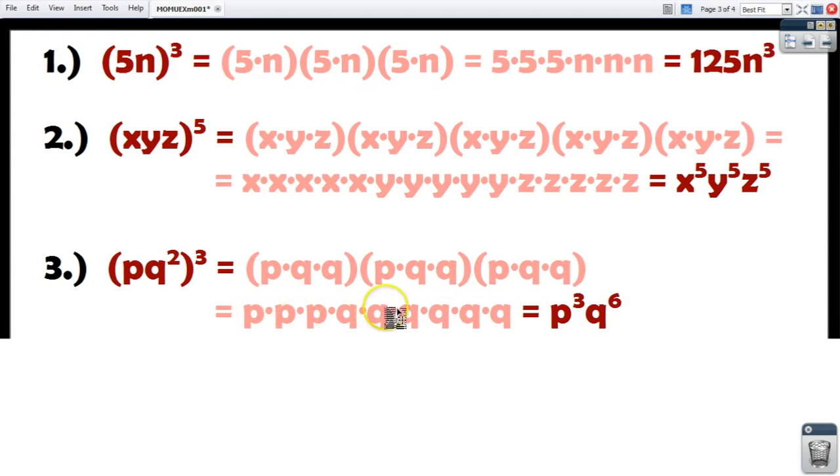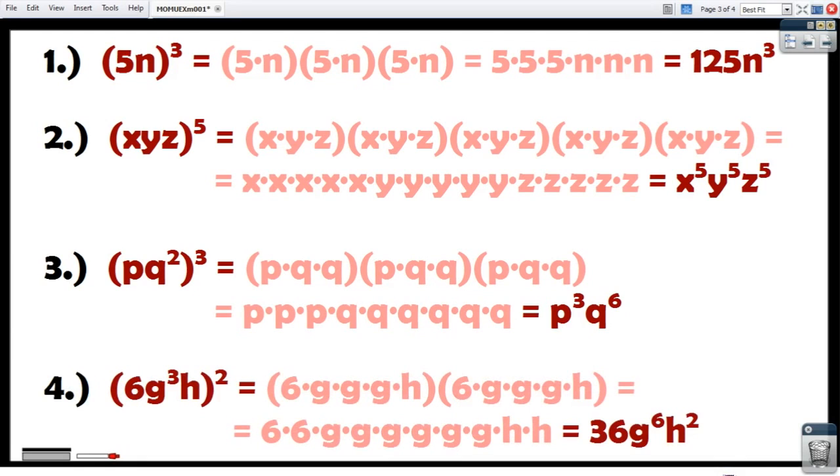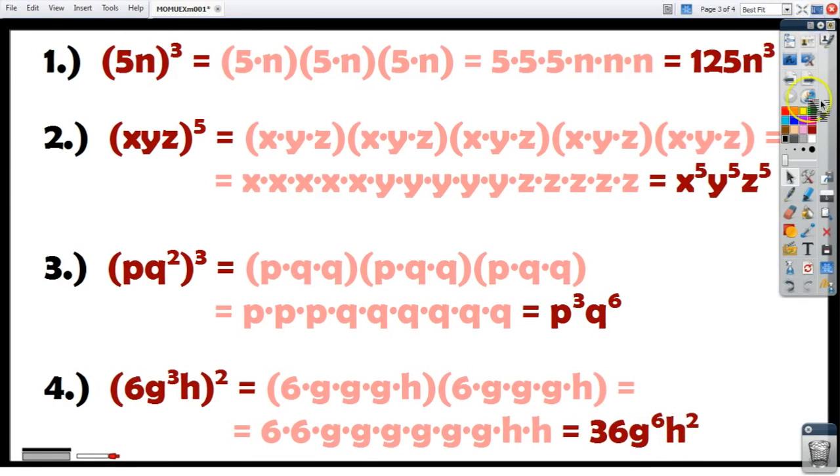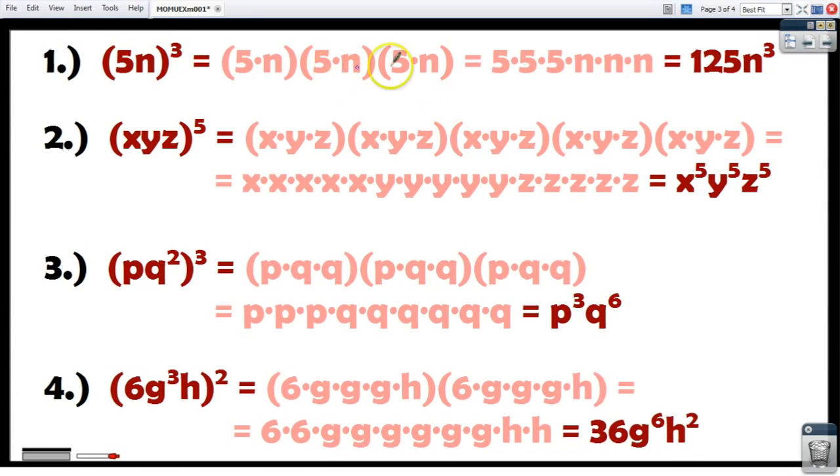P times itself 3 times, q times itself 6 times, and we get p to the third, q to the 6th. And the last one, if we did this fourth one correctly, we would have gotten 36, g to the 6th, h to the 2nd. And so of course what our goal here was to try to find a shortcut, some kind of pattern that would help us skip all the stuff in between and go from the question to the answer directly.